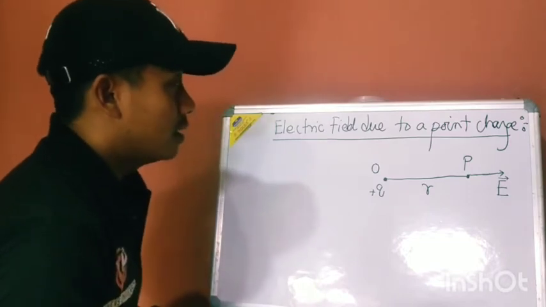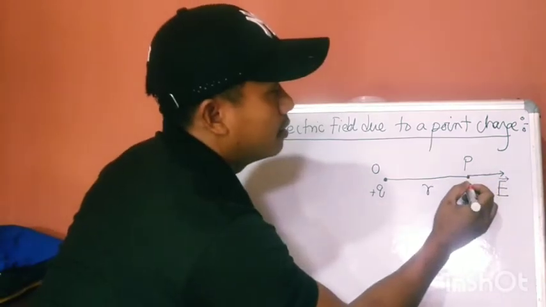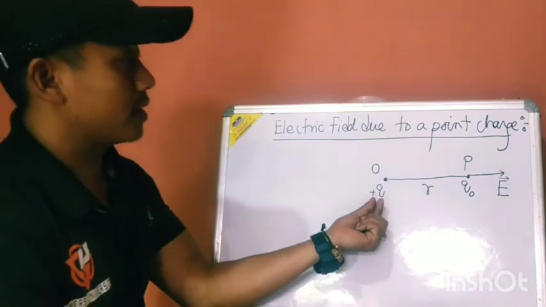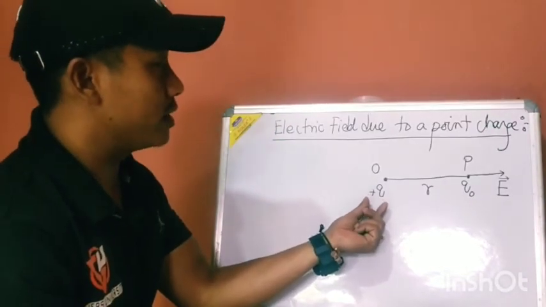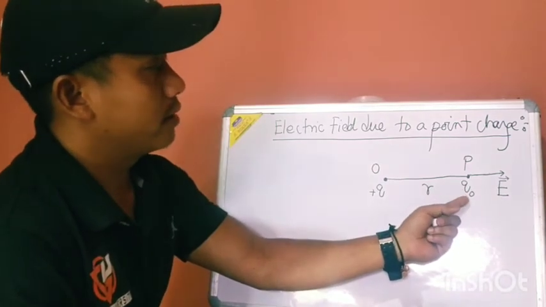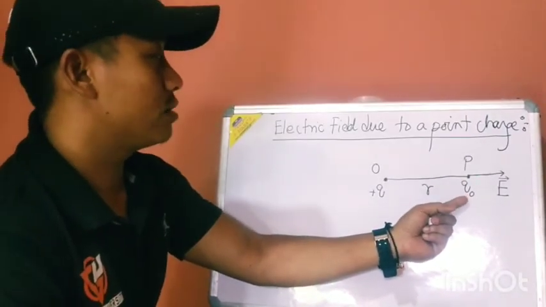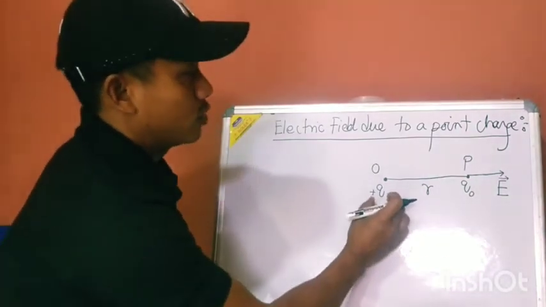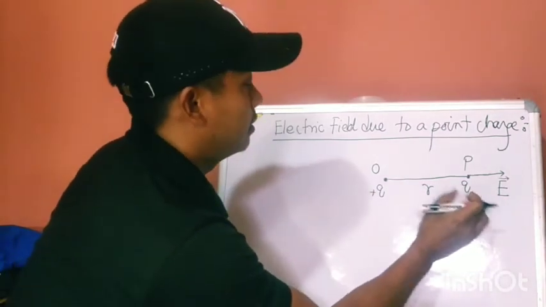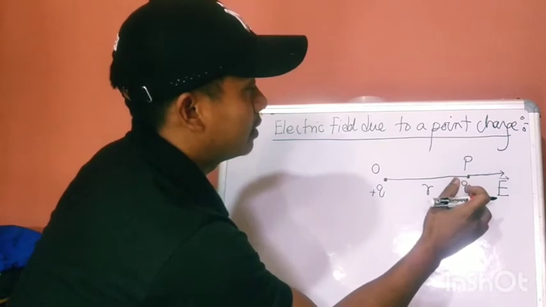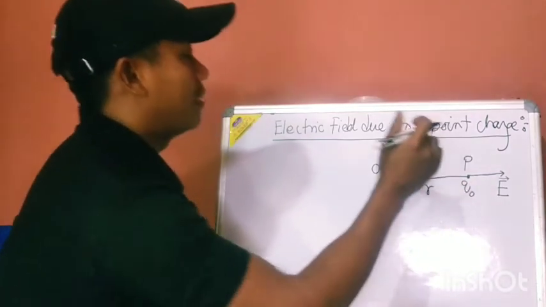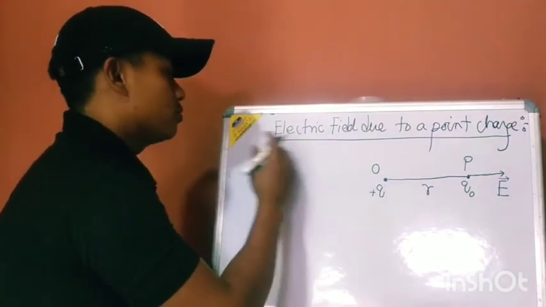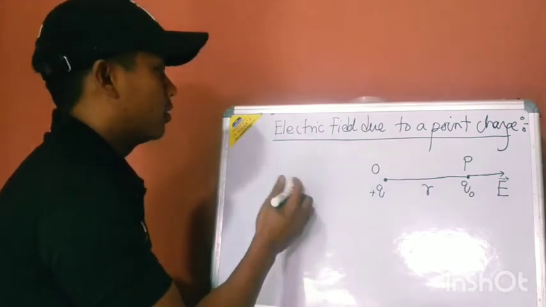For the sake of simplicity, let us place a test charge Q naught. Plus Q is the source charge, which means the source of electric field, and Q naught is the test charge. It is placed at the point P, at a distance of R. Assumptions I will give you in a note properly.